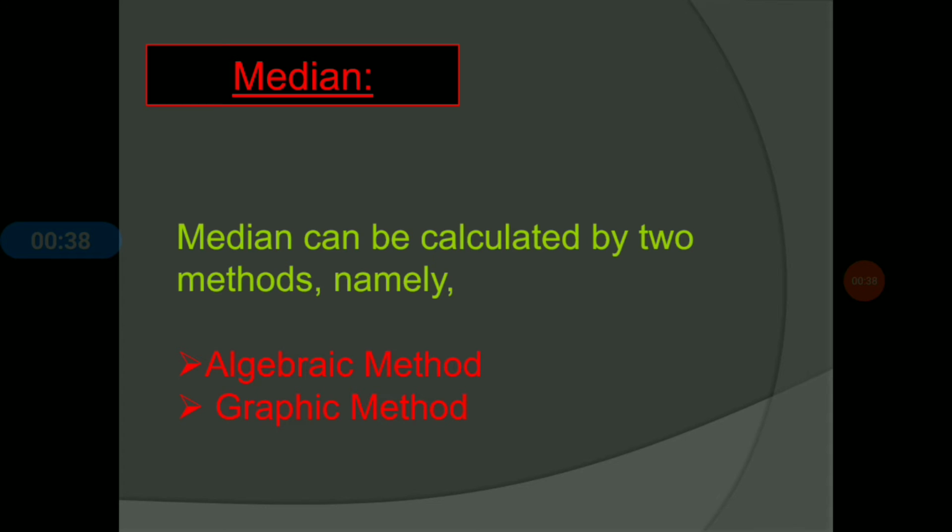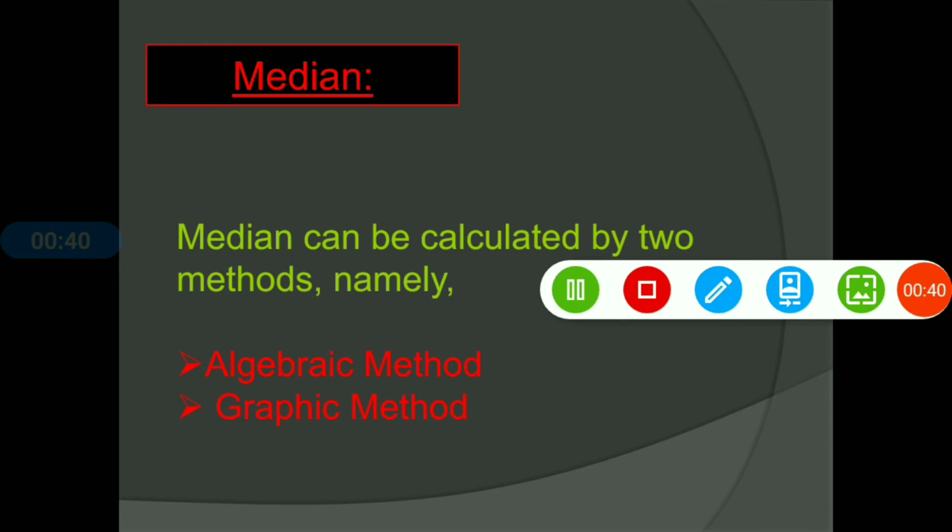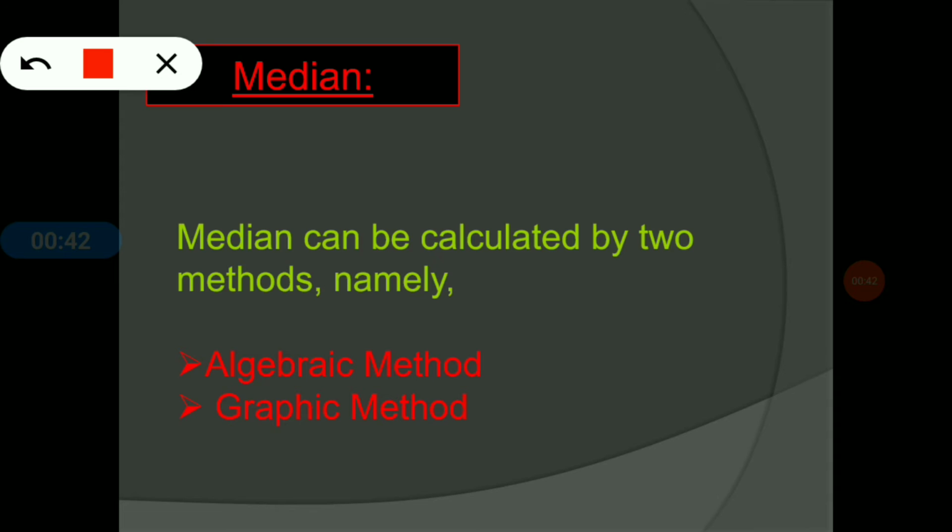So here we can see the types of median. Median can also be calculated by two methods, namely the first one is the algebraic method and the second one is the graphic method. So today we will discuss only the algebraic method, not the graphic one. So now going to the next slide.